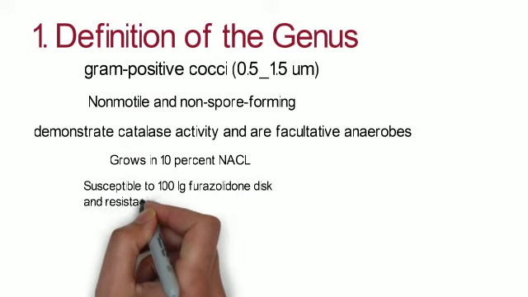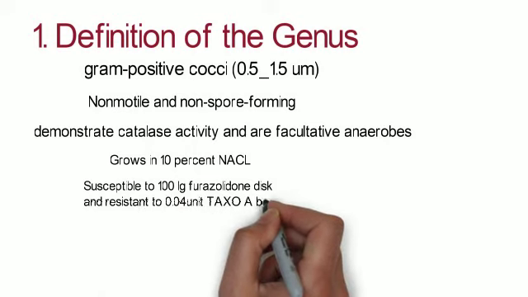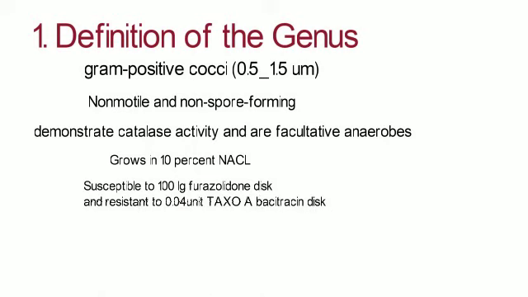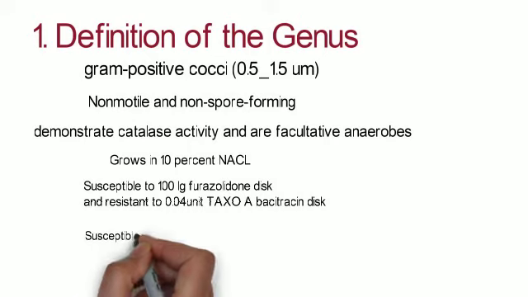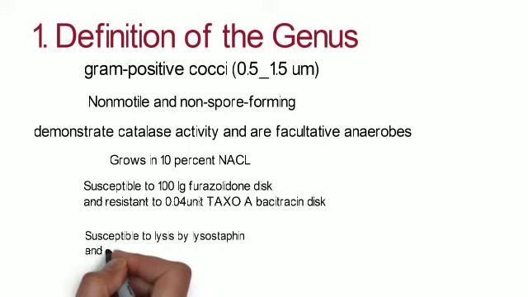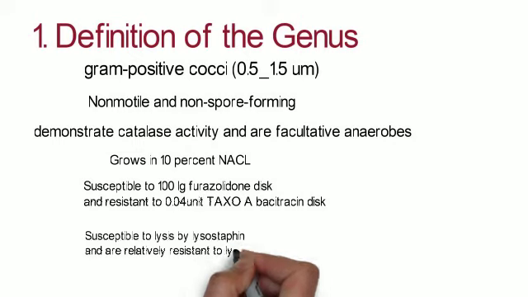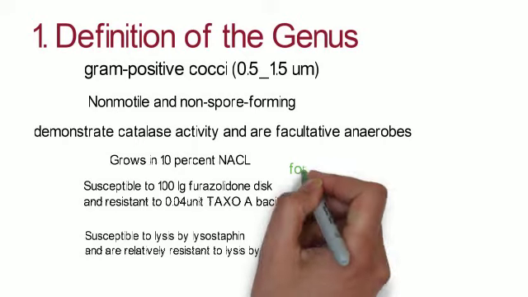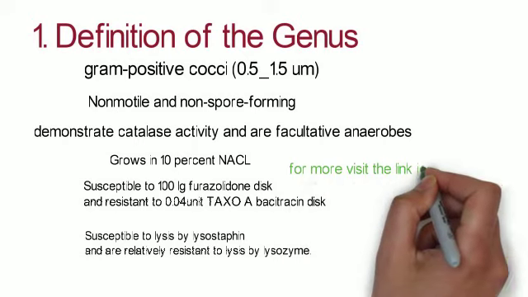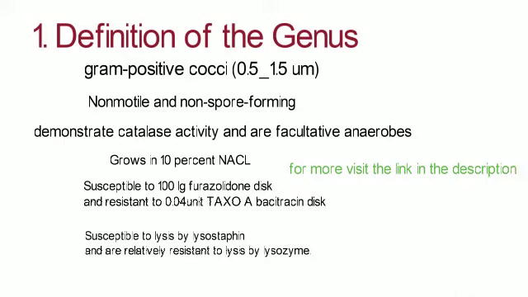Staphylococci are susceptible to furazolidone and resistant to low levels of bacitracin. They are susceptible to lysis by lysostaphin and are relatively resistant to lysis by lysozyme. The cell wall contains peptidoglycan and teichoic acid. The G and C content of DNA is 30 to 40 mol%. The estimated genome size of the members of the genus Staphylococcus is 2,000 to 3,000 kilobase pairs.